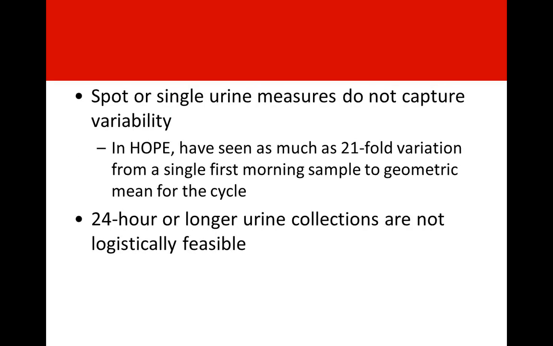Anyway, doing a spot urine specimen, which would be like when you come into the clinic for your prenatal visit and you give a urine specimen, that's a spot specimen, or any single urine measure, such as our first morning urine, doesn't really capture that variability. In our study, we've seen 21-fold variation from a single first morning specimen to that same person's geometric mean.